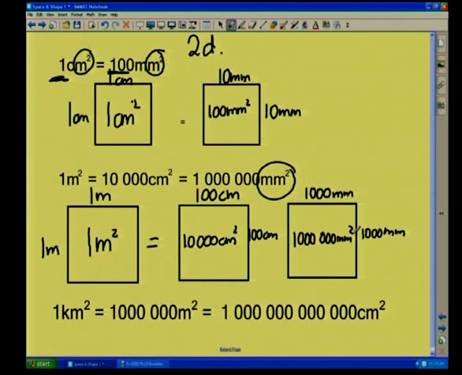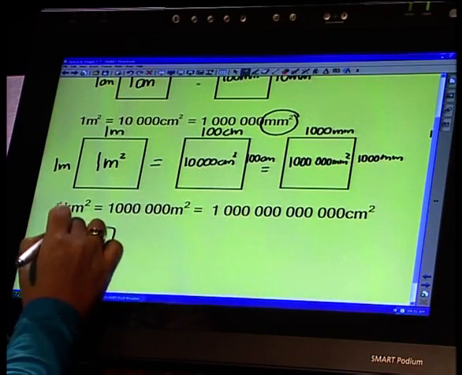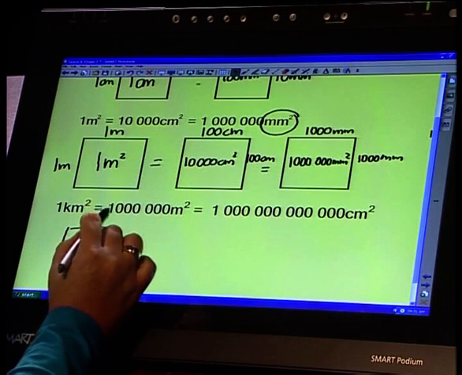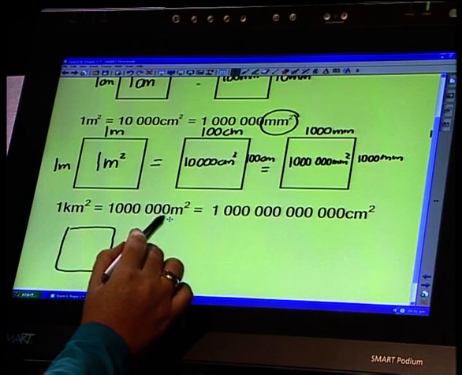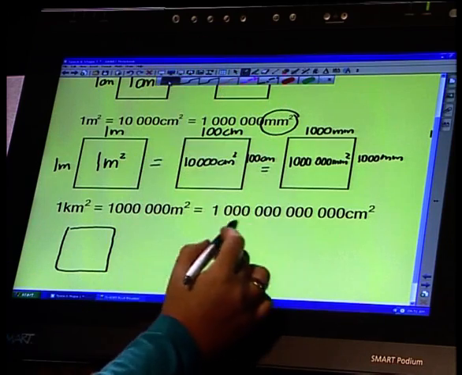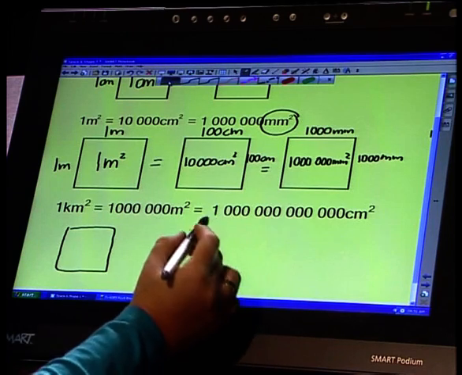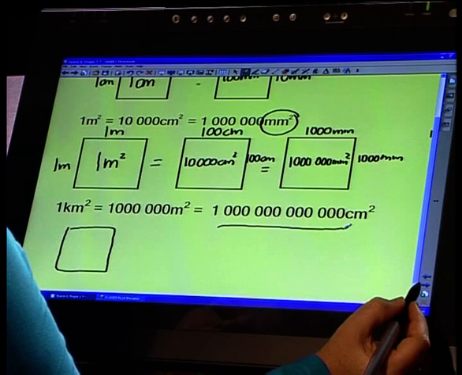So please be careful. If necessary, draw pictures for yourself and make sure that you actually have got the right units for square numbers. You could also do the same for 1 kilometer squared by drawing similar diagrams. And I've worked this one out for you to be 1 kilometer squared is 1,000,000 meters squared and 1,000,000,000 centimeters squared. Remember, it's got 12 zeros.